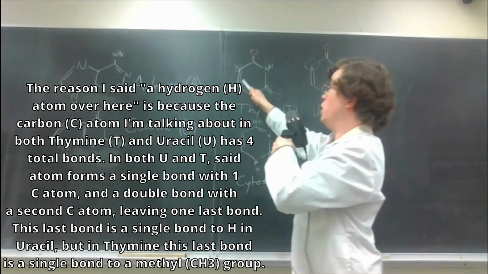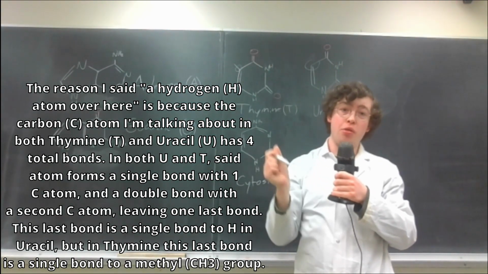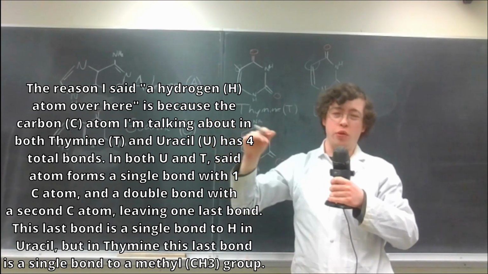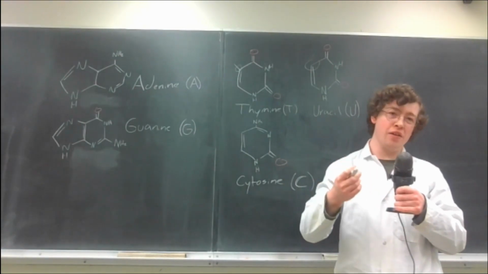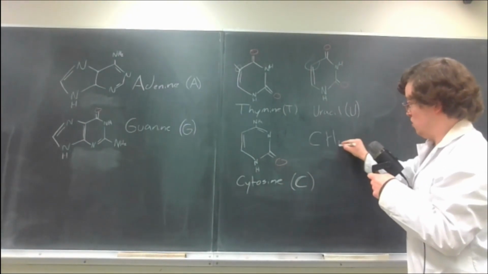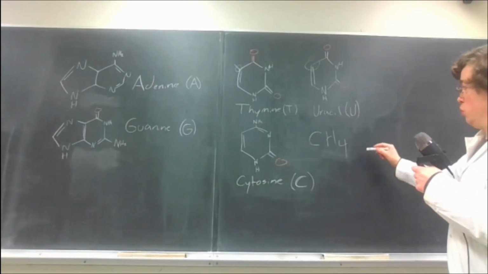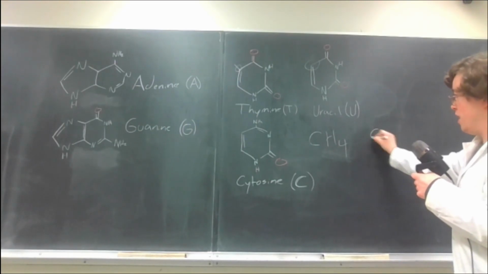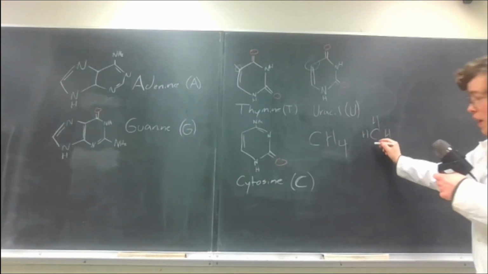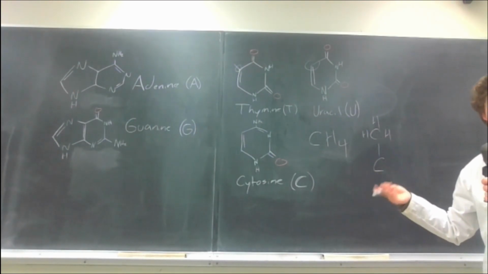However, in thymine, this carbon atom is actually attached to what's known as a methyl group, and a methyl group is basically a carbon with 3 hydrogen atoms attached to it. A methyl group is almost like methane. Methane is basically CH4, so a carbon with 4 hydrogens attached to it, and a methyl group is when you have methane, except we scrap one of the hydrogens and then attach that methyl group to another carbon or some other atom of some sort.